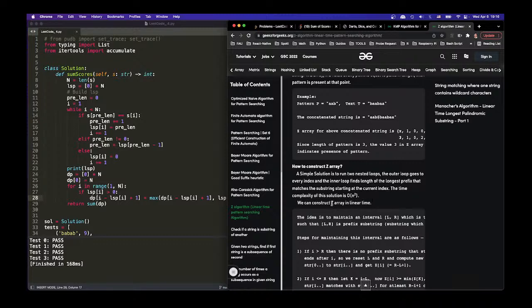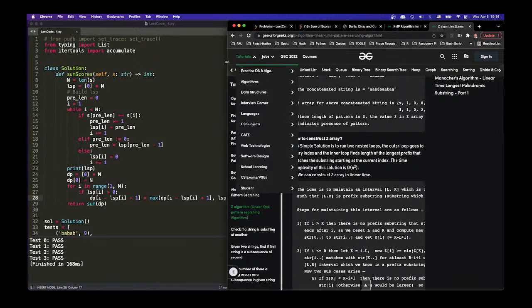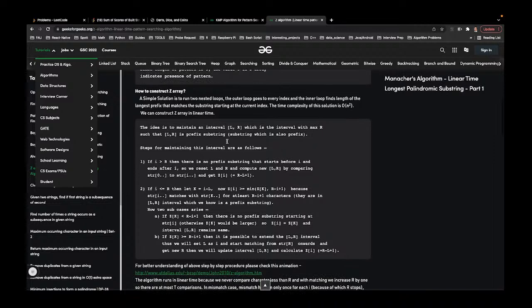Yeah, O(n) squared, we can construct the Z array in linear time. That's what I want. The idea is to maintain an interval LR, which is the interval with max R, such that LR is a prefix substring.